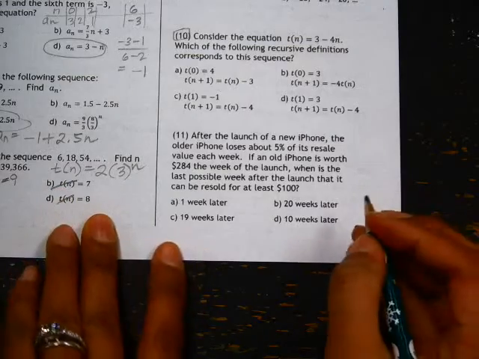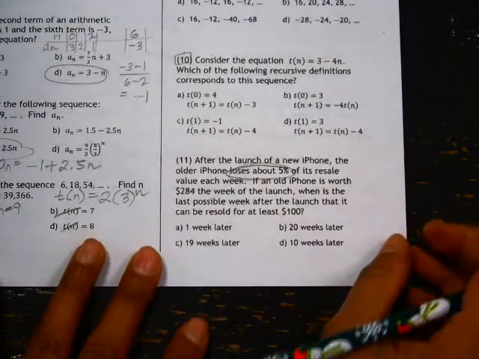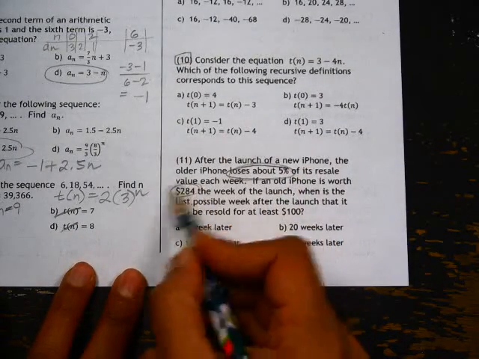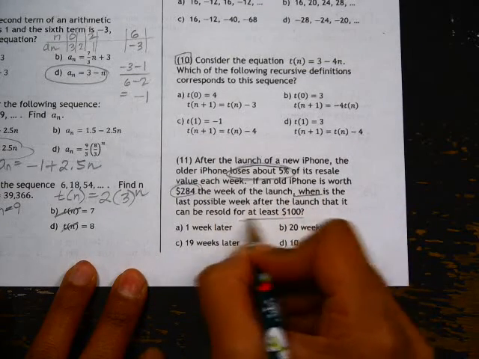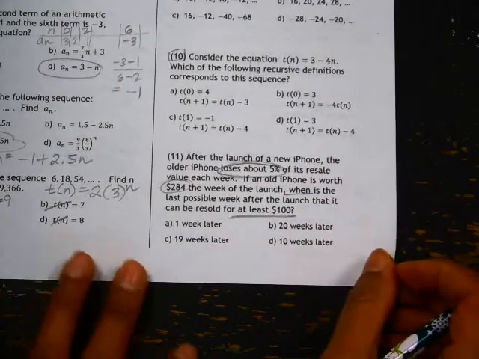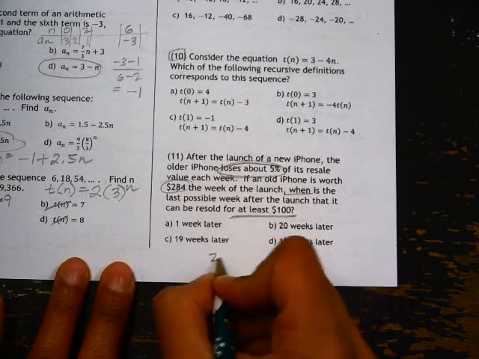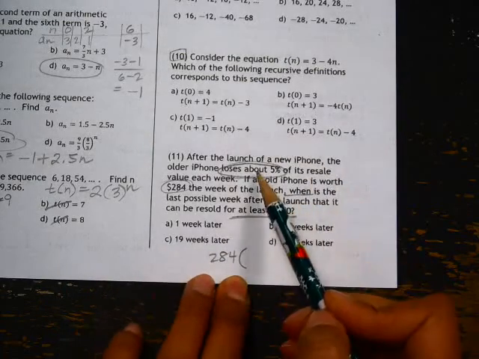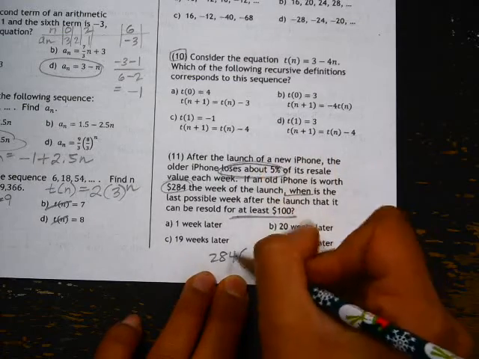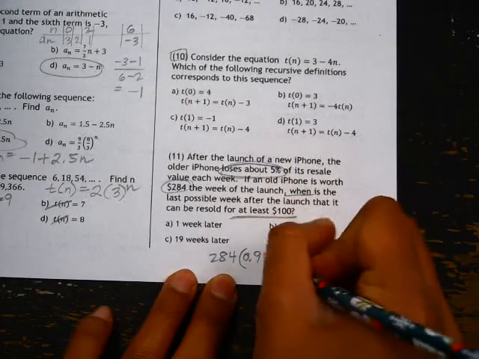Alright, number 11. After the launch of a new iPhone, the older iPhone loses about 5% of its resale value each week. An old iPhone is worth $284 the week of the launch. When is the last possible week after the launch that it can be resold for at least $100? So we know that the original worth is $284. To find the worth in any given week, we would multiply by, if you're losing 5% of the value, that means the multiplier would be 100% minus 5%, which is 95% to the nth power.